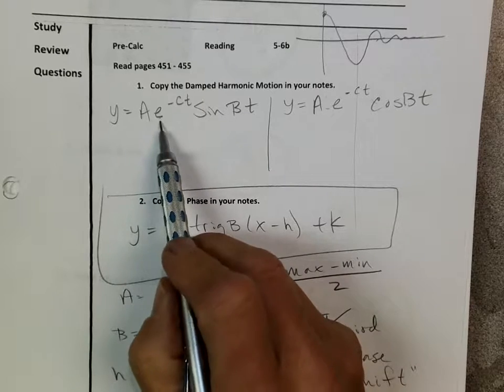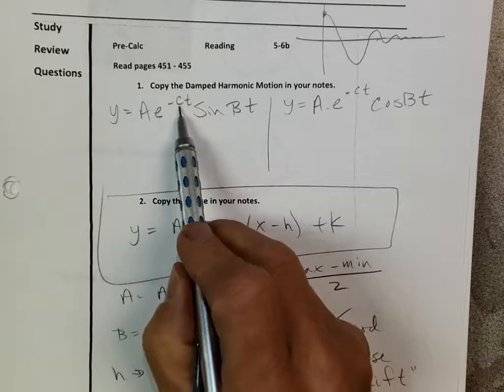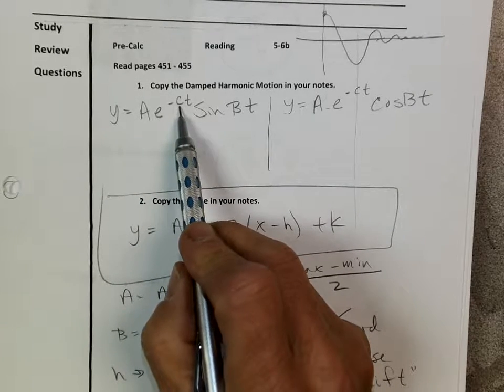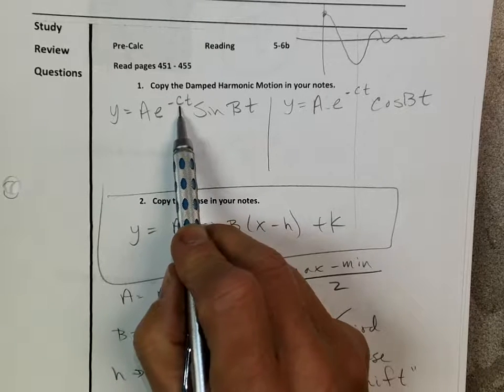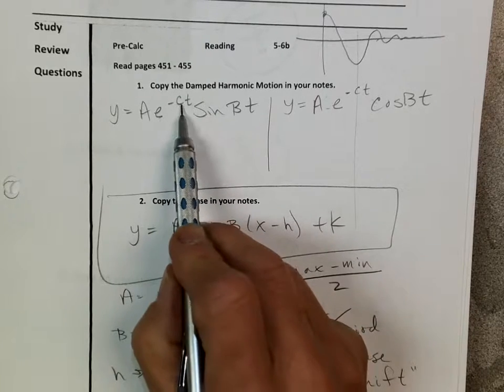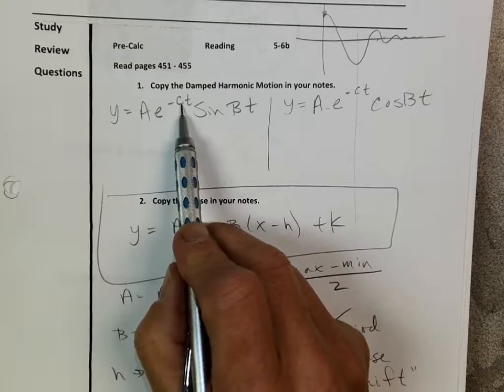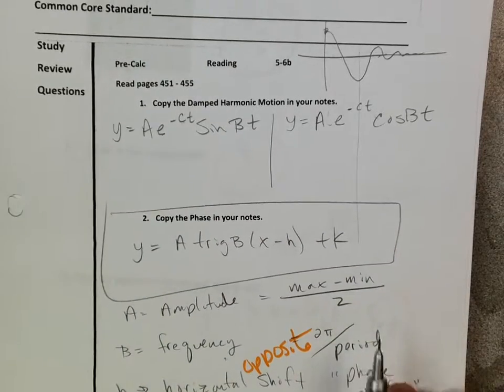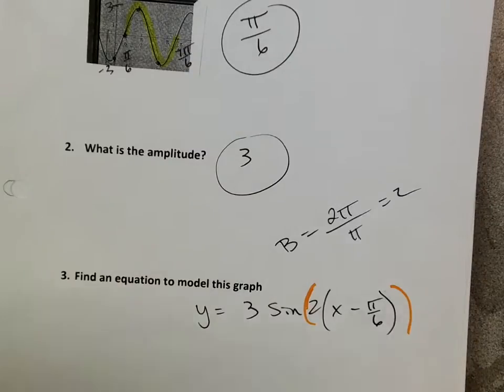We get an e in there with a negative ct. And c deals with the springiness of the spring. The larger the c, the stiffer the spring. The smaller the c, the looser the spring, all right? So let's take a look at our notes.